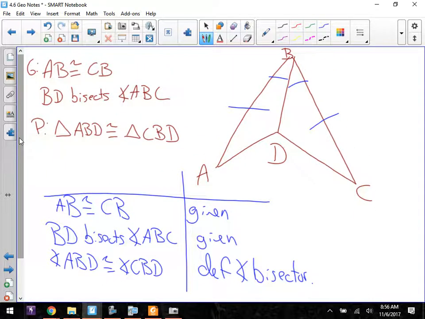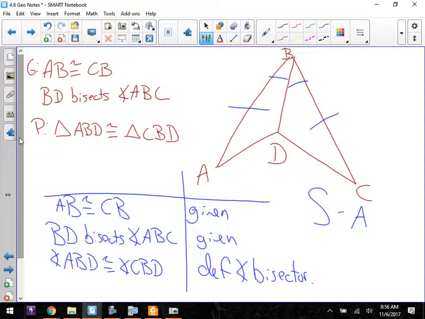According to my diagram, I've used all of my given stuff, which means I have, as of right now, a side and an angle, which means I have to find another side after the angle or another angle after the angle. So we only have side, angle, side, or angle, angle, side, or I can get an angle prior to it with angle, side, angle. Is there anywhere in here that I can say anything about angles A and C? No, there's nothing there.